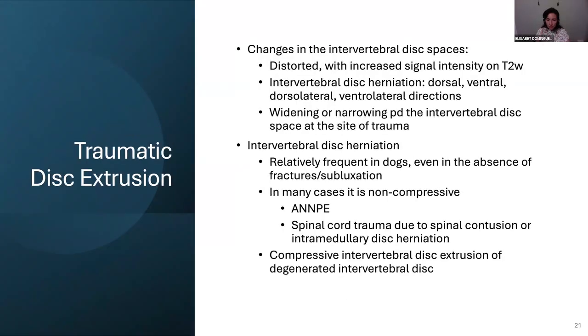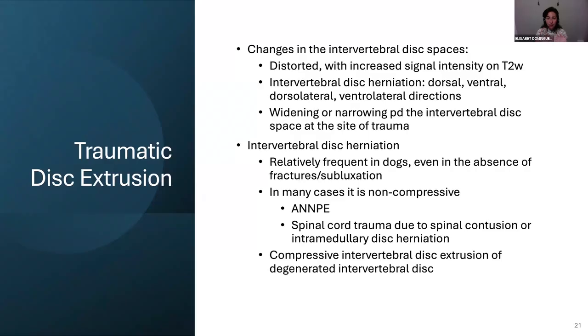Something that we also need to remember, and that we see a lot with MRI, is that when dogs or cats suffer from a traumatic event, it is not uncommon to have traumatic disc extrusions. Okay, so an intervertebral disc that was normal may suddenly, because of this trauma, become extruded, have a disc herniation. So we need to pay attention to the intervertebral discs, because they can be distorted with abnormal width. They can be narrower or wider than normal. And also we can see changes in the signal intensity of the discs themselves.